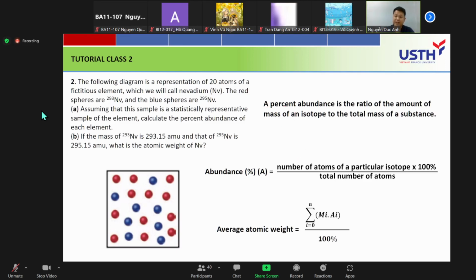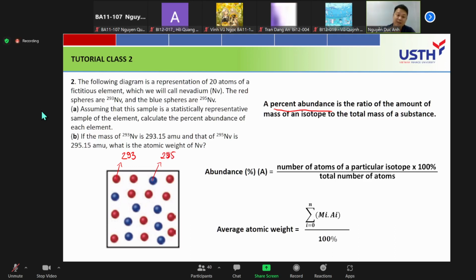The percent of abundance is the ratio of the amount of mass of an isotope to the total mass of substance. So in this one you have two types of the element Nevadium. This one is a fictional element, it's not real. This one is shown with an atomic mass of 293, and this one is 295 of the atomic mass.